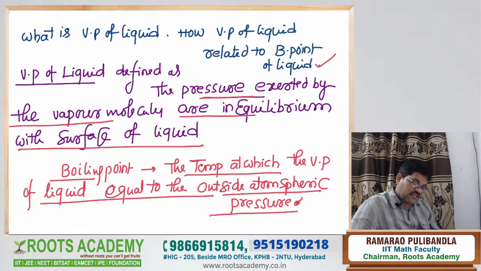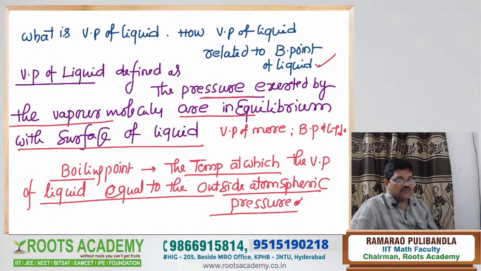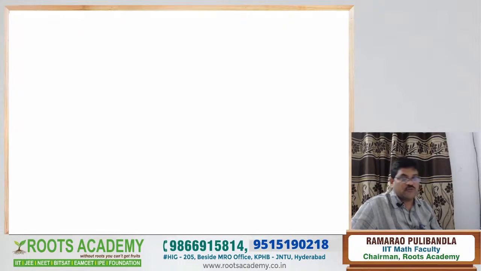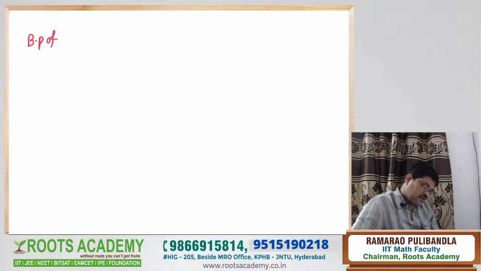Now see, generally, when the vapor pressure of the liquid is more, the boiling point of the liquid is less. That means the liquids with a low boiling point are ready to be vaporized. For example, the boiling point of ether is 35 degrees. Understood, Nana? The boiling point of water is 100 degrees.